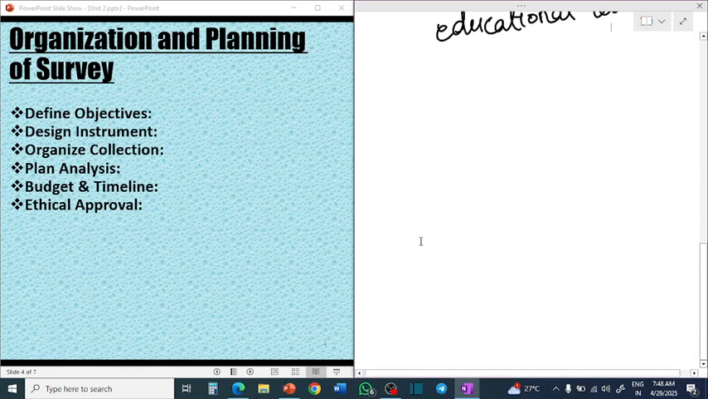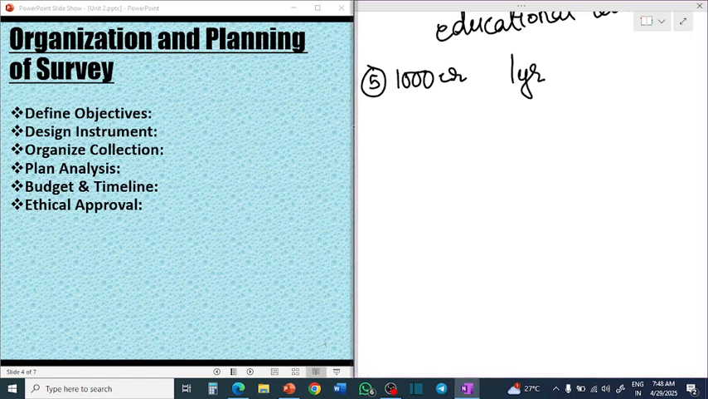Then we move on to budget and timeline. Budget and timeline, as the name suggests, is very clear to all of you, I hope. Budget is the amount of money that we can spend on that particular data collection. Suppose the country has decided that 1000 crore, I am just giving this as an example, 1000 crore will be spent on the data collection of the survey of India, and the timeline is 1 year. In 1 year, we have to collect all the data. So that is called budget and timeline. Now, the last one is ethical approval.